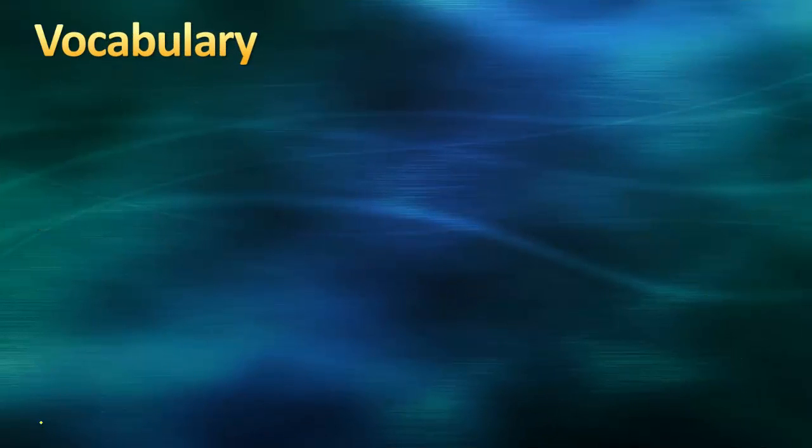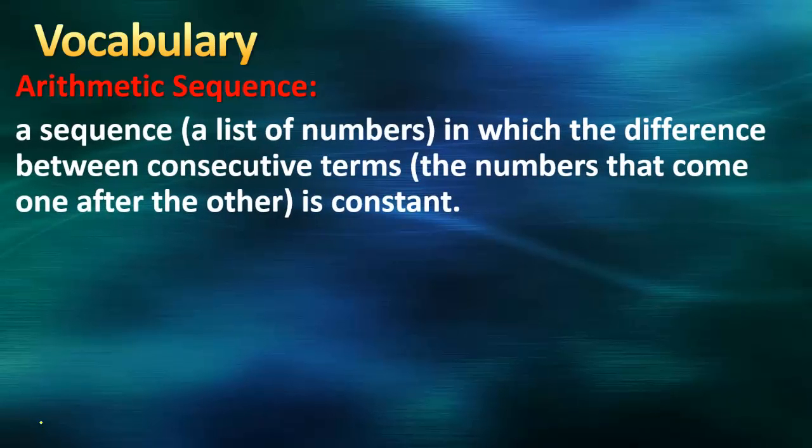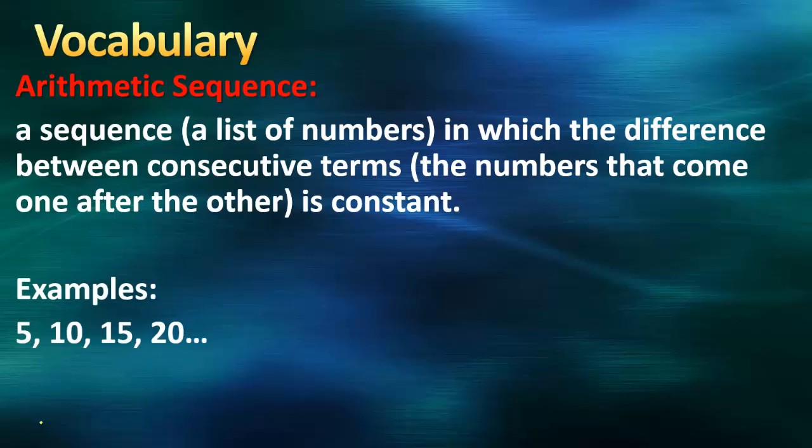So let's start with some vocabulary. An arithmetic sequence is a sequence, or a list of numbers, in which the difference between consecutive terms, the numbers that come one after the other, is constant. So some examples of that might be 5, 10, 15, 20, because if you notice, we have them in a list, and the difference between each one is the same. It's going up by 5 every time.